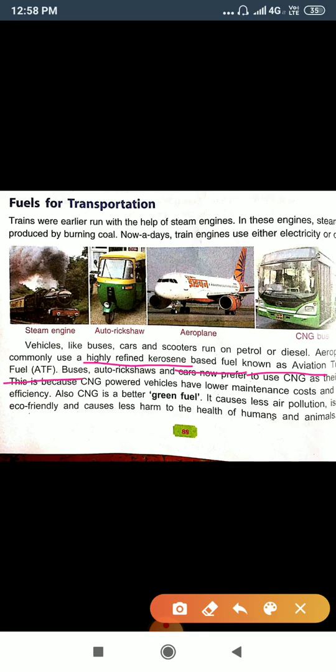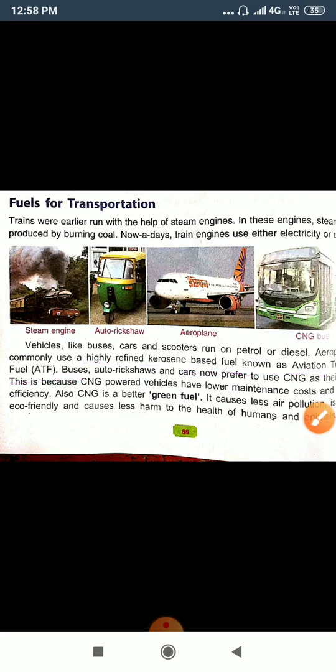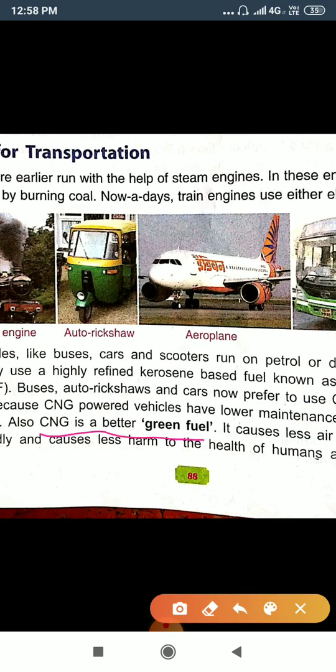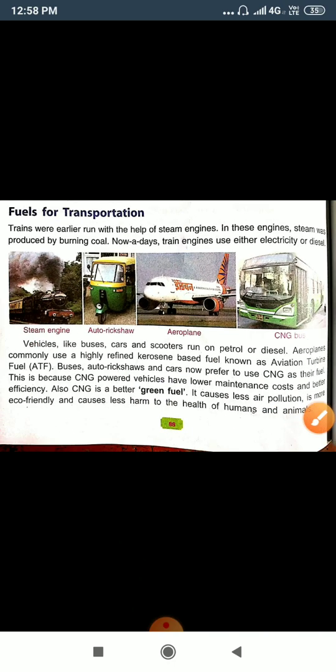And one thing, CNG is a better green fuel. Why do you call CNG a green fuel? Because it causes less air pollution, is more eco-friendly, and causes less harm to the health of humans and animals. This is the reason we call CNG a green fuel. So this is about the fuels for transportation. Now move to the next topic.